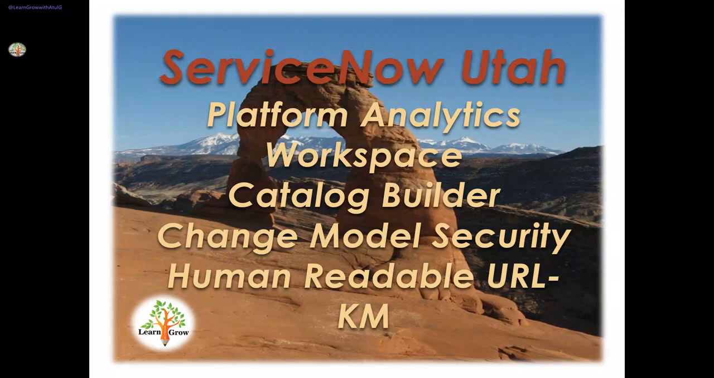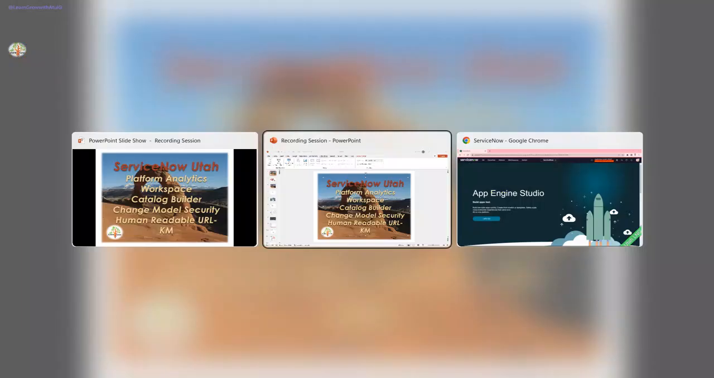And now I am back again with a few more updates on the Utah release. Now we are going to discuss these four options. Number one, platform analytics workspace enhancements, catalog builder enhancements, change model security, and human readable URL under knowledge management. Little interesting, little quick. So let's start with a demo from the down now, human readable URLs in the KM.